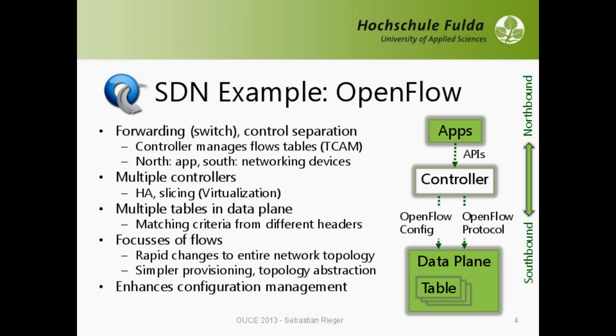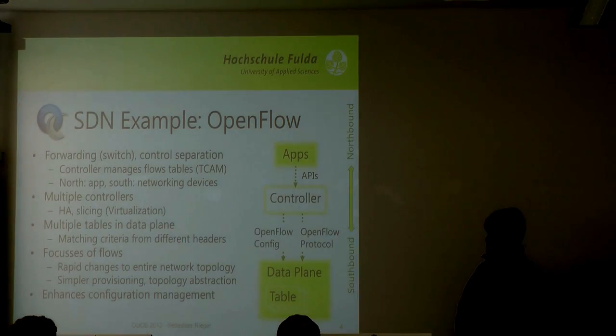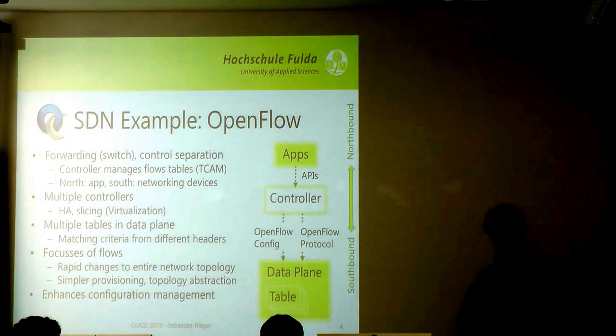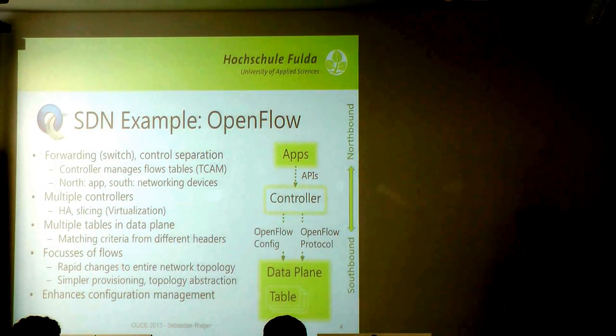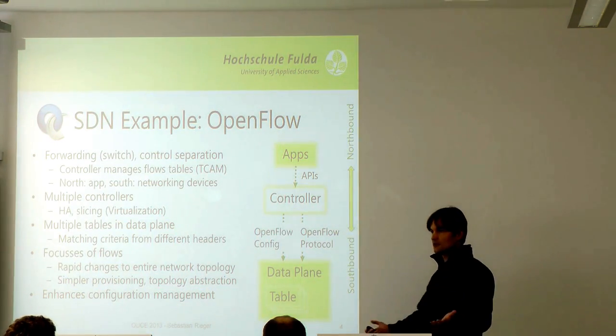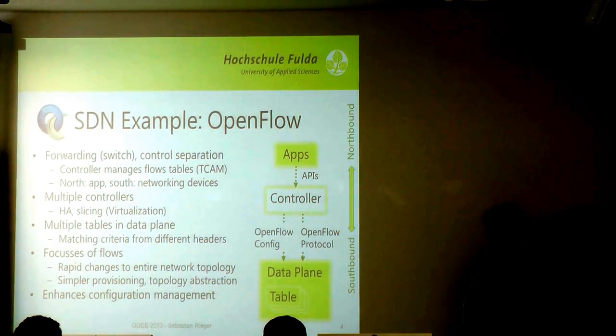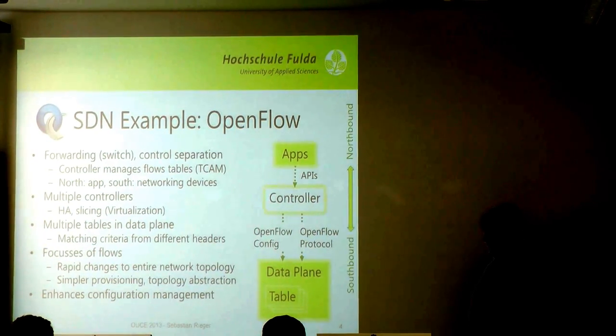So one controller is able to configure different layer 2 switches, for example, to distribute specific tables regarding the network header information. So for example, you can think of tables which are looking at specific TCP ports, or at specific source MAC addresses. So this is the obvious use that you have from typical normal layer 2 switches as of today.